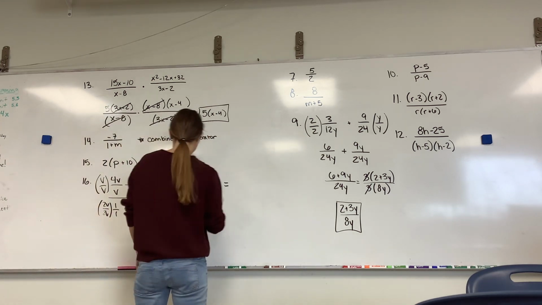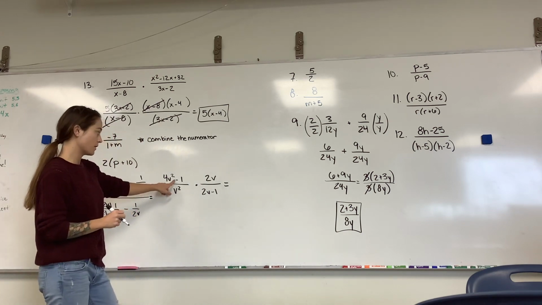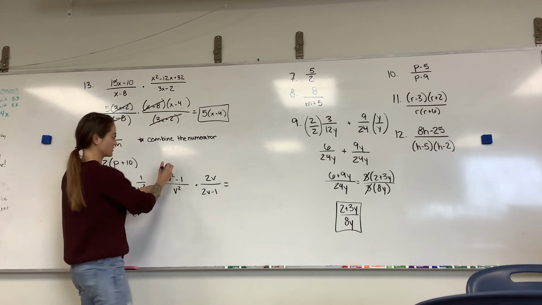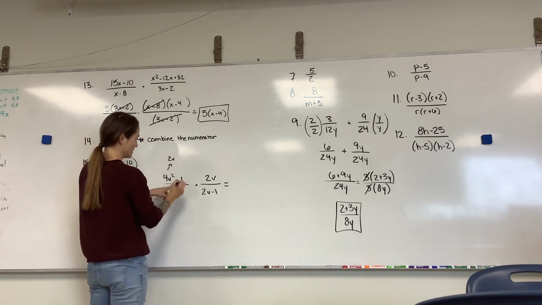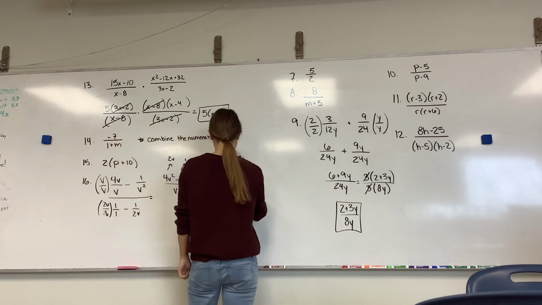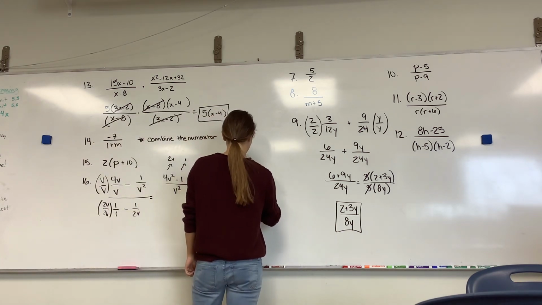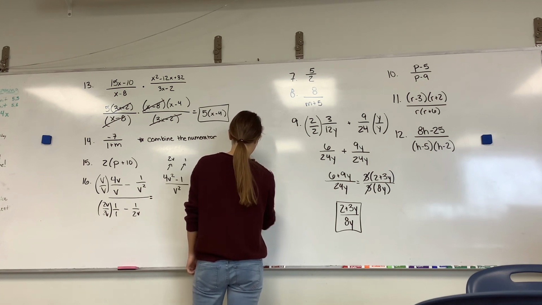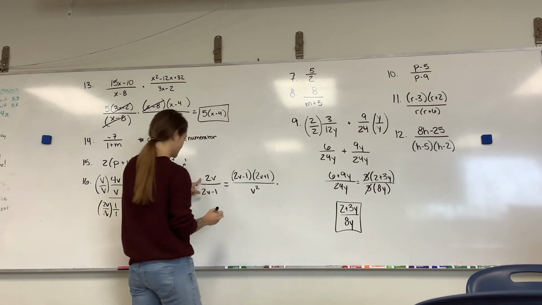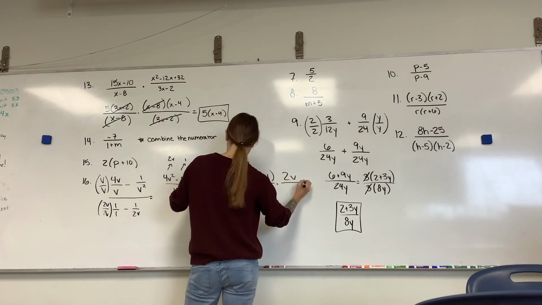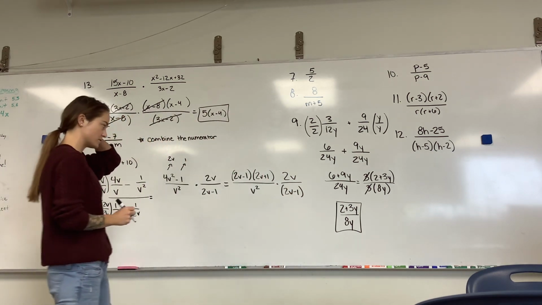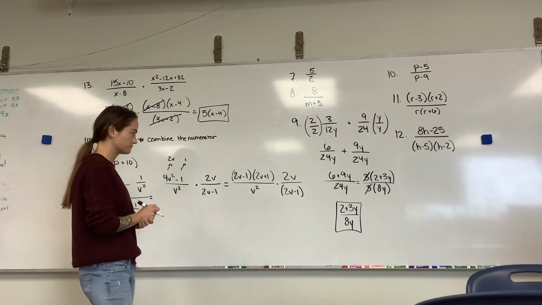So now if I factor this, 4v squared minus 1 is a difference of perfect squares. The perfect square of this term is a 2v, and 1 obviously is 1. So I'll end up with a 2v minus 1, a 2v plus 1, all over v squared, times 2v over 2v minus 1. Those ones are already as simplified as they can be.